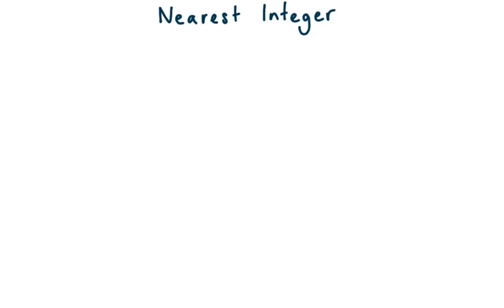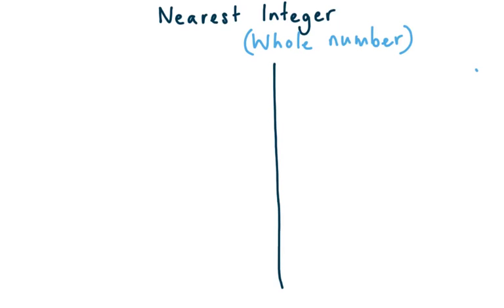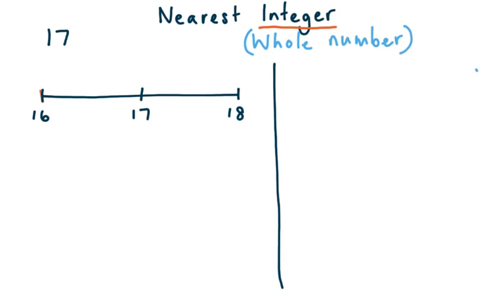So these numbers have already been rounded for you to the nearest integer. What does integer mean? Integer means whole number. So these numbers have already been rounded to the nearest integer. So we've got 17. First step, draw your number line, and you put 17 in the middle. It's been rounded to the nearest integer, the nearest whole number. What's a whole number below 17? 16. And what's a whole number above 17? 18.